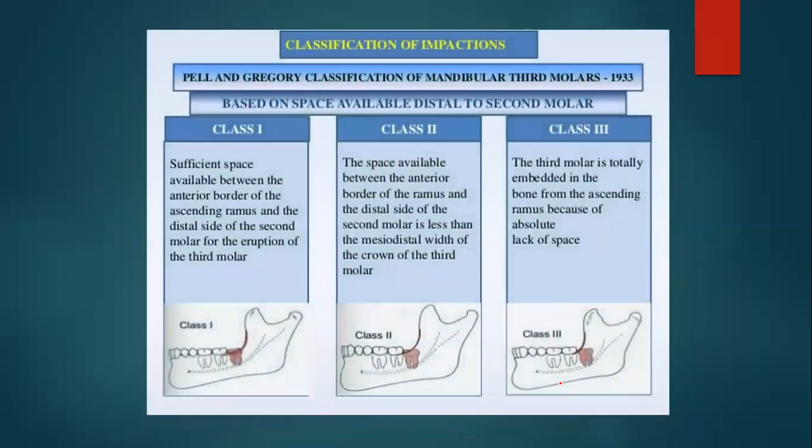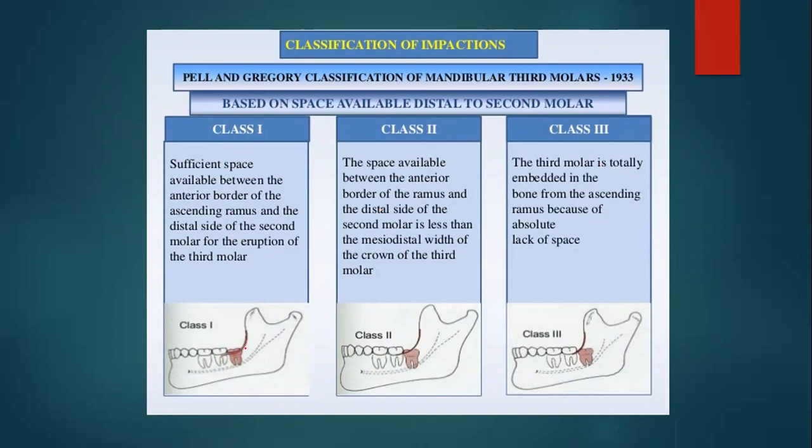Now coming towards the Pell-Gregory classification of mandibular third molar based on the space available to the second molar, which I told you has class 1, class 2, and class 3. There are two types of classification of Pell-Gregory: one is on the basis of the depth, and one is on the amount of space available distal to the second molar. In the distal to the second molar, we have to first study class 1.